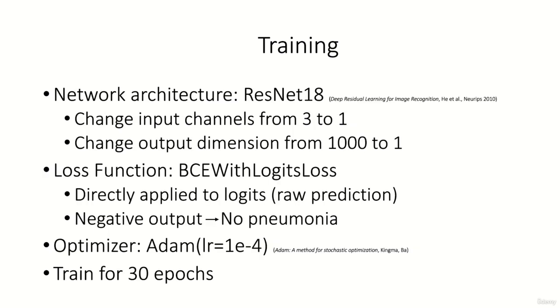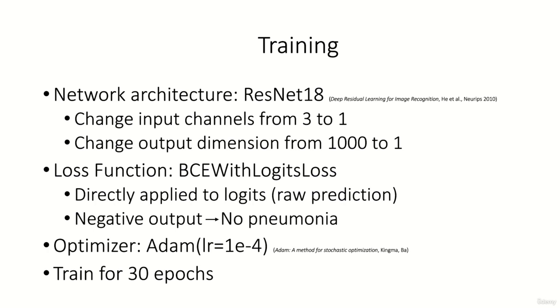We use the famous ResNet 18 as our network architecture. However, as we are working with medical images, which are typically not in the RGB format, we need to change the number of input channels from 3 to 1. Additionally, as we only want to classify whether there are signs of pneumonia in an image, we change the output dimension from 1000 to 1.